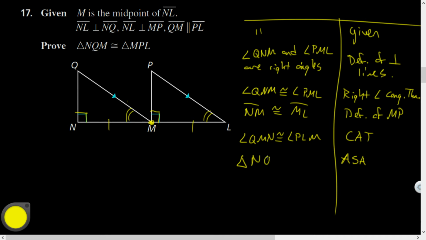And make sure you guys are aware of your naming conventions. There are 6 different ways of naming any given triangle. But once I'm declaring congruence, I need to make sure their corresponding parts line up. So triangle MPL. All right, last proof.